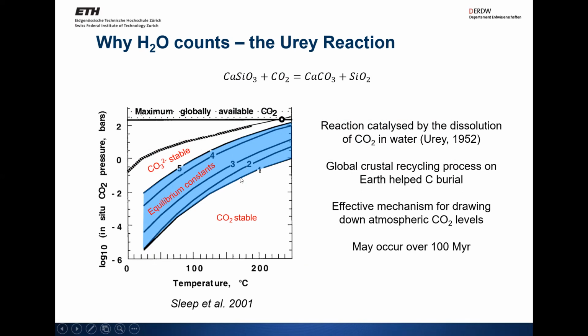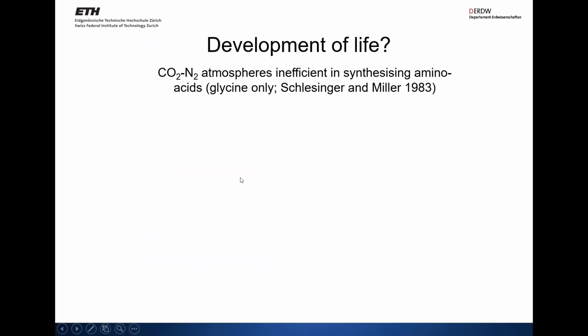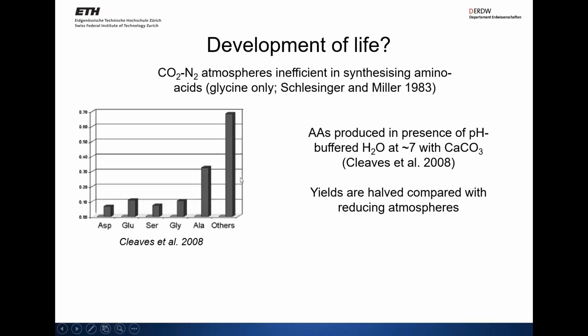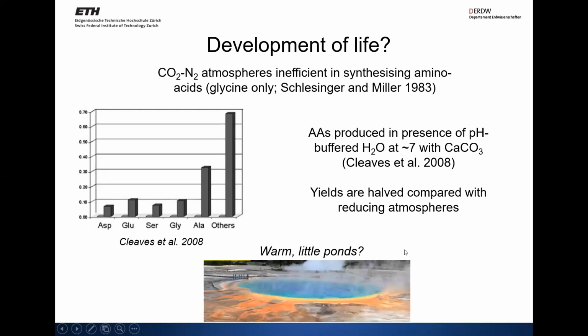And so here I'd just like to finish off with a note that CO2-rich atmospheres are thought to be very inefficient in synthesizing amino acids, but more recent work showed that in the presence of calcium carbonate and at relatively high pHs, you can get significant quantities of these amino acids, even though the yields are slightly lower than that in reduced atmospheres. So perhaps Darwin's idea wasn't so strange after all. So thank you very much.